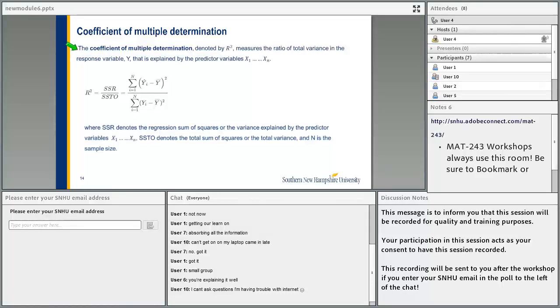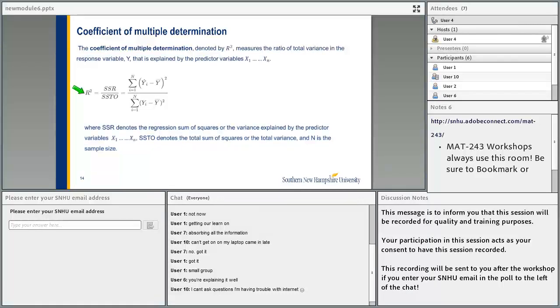Coefficient of multiple determination. The coefficient of multiple determination is denoted by R squared. It measures the ratio of the total variance in the response variable that is explained by the predictor variables x1 through xn. So again, an extension of what we did last week. There, we had the coefficient of linear determination where we had just one predictor variable. Now we have more than one predictor variable.